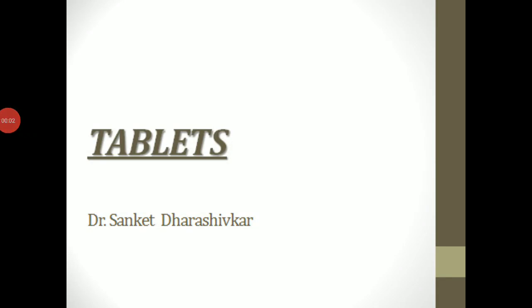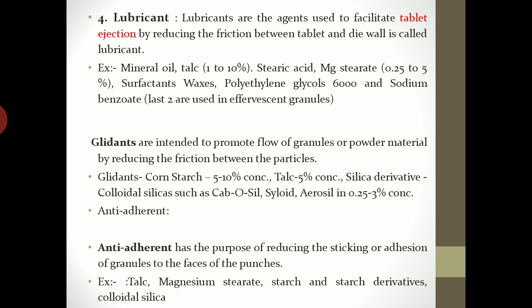Now we will discuss lubricant, glidant, anti-adherent, coloring agent, flavoring agent and sweeteners. Lubricants are the agents used to facilitate tablet ejection by reducing the friction between the tablet and the die wall, whereas anti-adherent has the purpose of reducing the sticking or adhesion of the granules to the faces of punches.